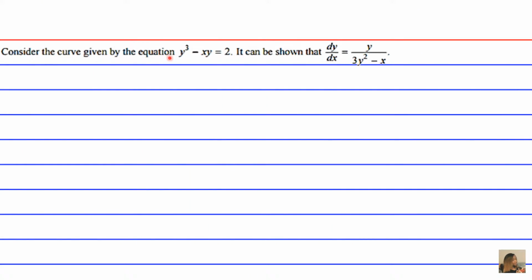Consider the curve given by the equation y cubed minus xy equals 2. It can be shown that dy/dx, or the first derivative, is equal to y over 3y squared minus x. What you are to do is evaluate the second derivative with respect to x, d²y/dx², at the point on the curve where x equals -1 and y equals 1. So this is our initial condition coordinate solution set, okay?